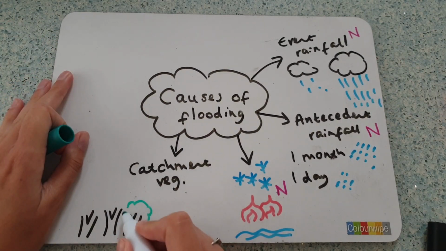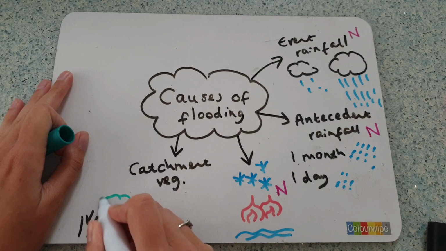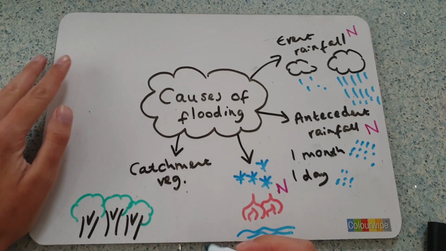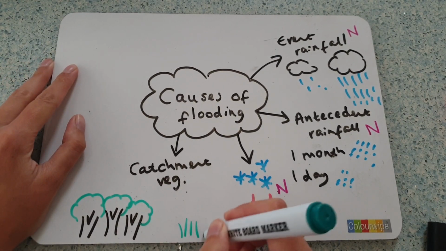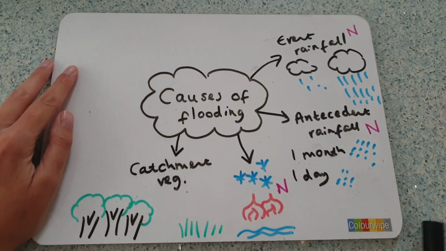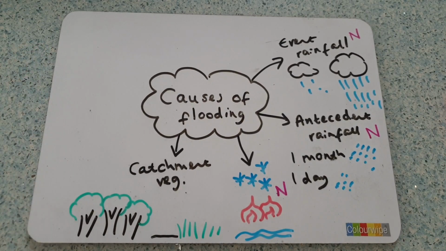Again, I'd encourage you to do some diagrams as well, because it does help when you come to revise. And say another part of your catchment has just got a little bit of grass, or maybe it's got some bare soil as well, no vegetation there at all. Vegetation is so important, and we're going to mention this again when we talk about rainforests in year 2.